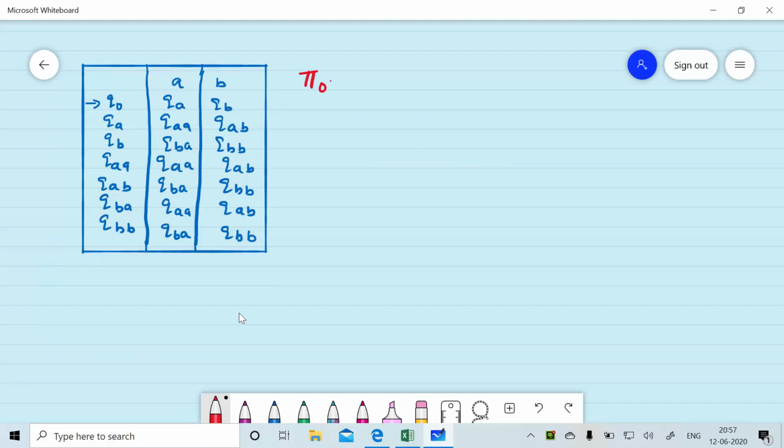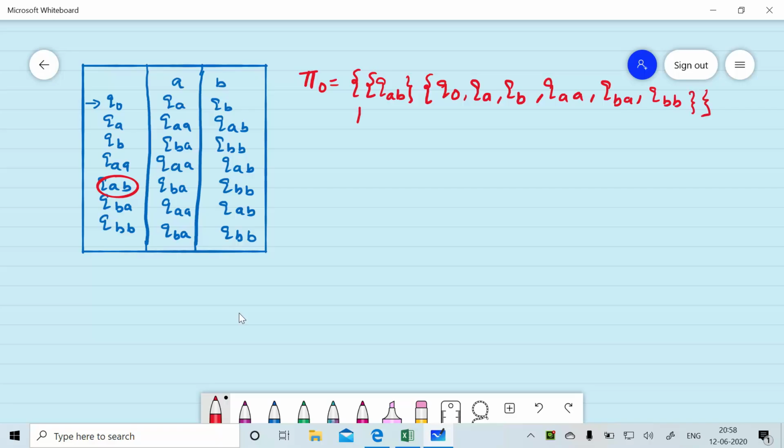Now first we will write down π0. π0 will consist of two sets: the set of final states, and the final state is QAB, so {QAB}, and another is the set of non-final states, so {Q0, QA, QB, QAA, QBA, and QBB}. This is the set of final states, and this is the set of non-final states.